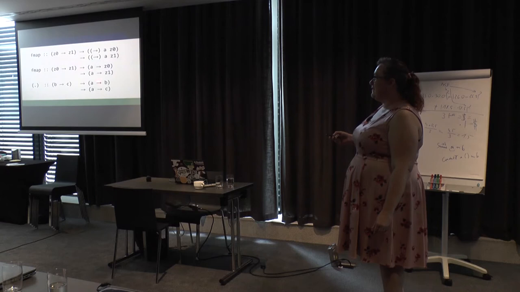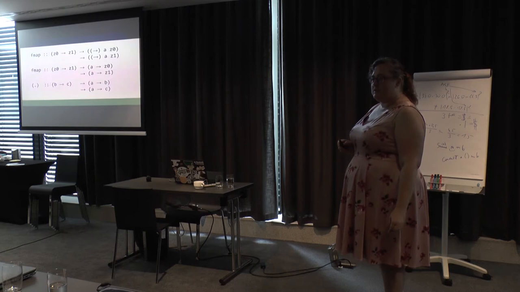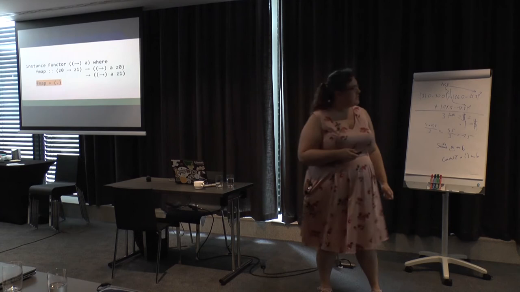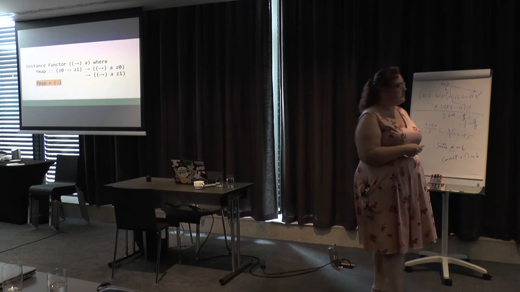Does everybody remember this? Everybody feels quite comfortable with this? Okay, so the covariant functor for functions is function composition. And Wikipedia has just told us, right, so we can write our functor instance just using the dot.